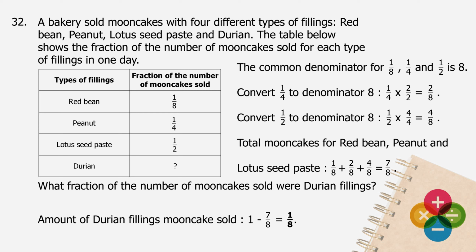The total amount of red bean, peanut, and lotus seed paste mooncakes sold will be, add 1/8 to 2/8 to 4/8, and the sum is 7/8. The amount of durian filling mooncakes sold will be, subtract 7/8 from 1, and the difference is 1/8. The answer is 1/8.